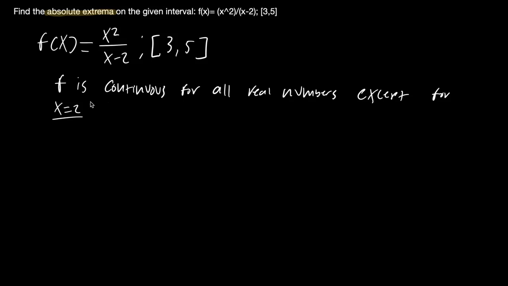Okay, where was I? Yeah, f is continuous for all real numbers except for x equals 2. So that means f is discontinuous at that point. But luckily for us, we only care about this closed interval. And since x equals 2 is outside of this closed interval, technically our graph is going to be continuous on this closed interval.